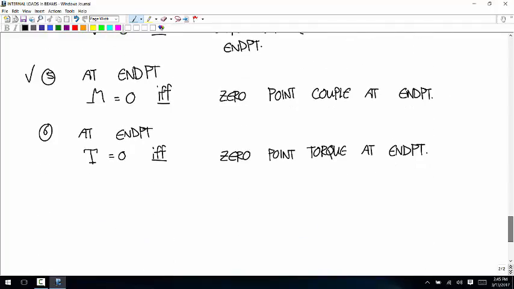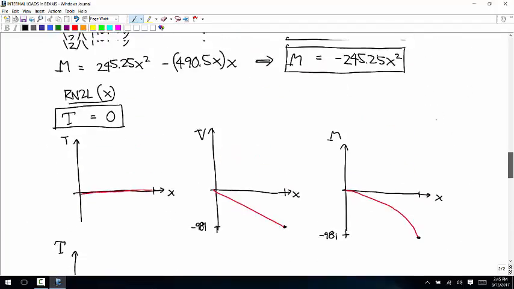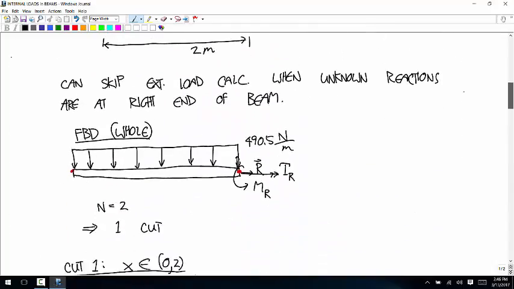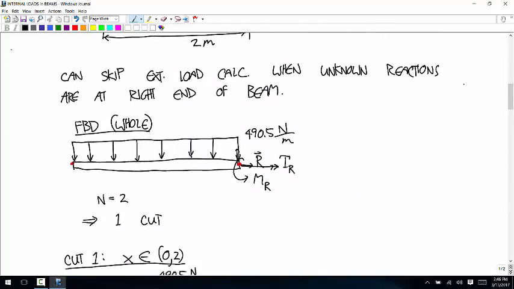And then the last one is the torque. Well, there's no internal torque anywhere. There were no point torques at either end. So that said, we should have the internal torque of 0 here and here. Our torque function was 0, so that one holds.